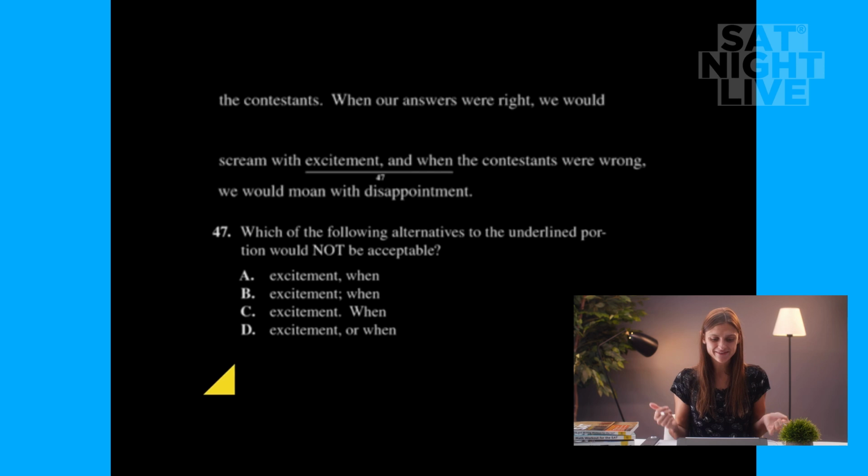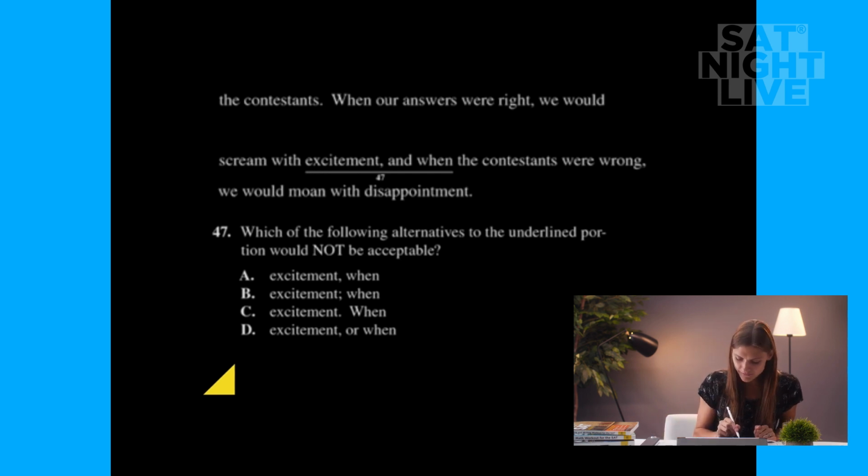So number 47 says, "When our answers were right, we would scream with excitement, and when the contestants were wrong, we would moan with disappointment." All right, now we actually have a question after the written portion. And it says, which of the following alternatives to the underlined portion would not be acceptable?